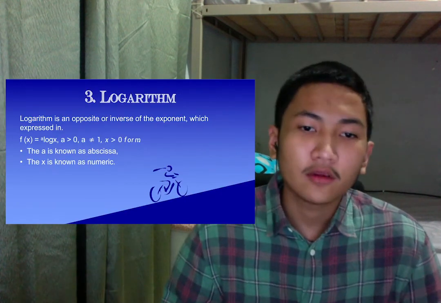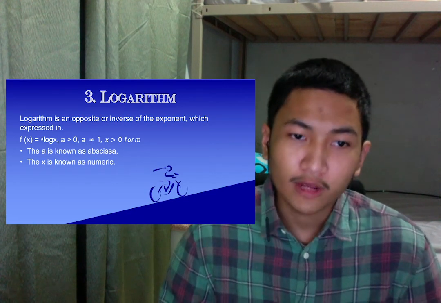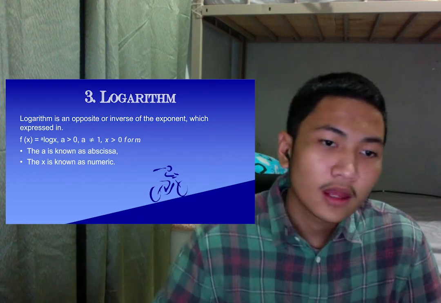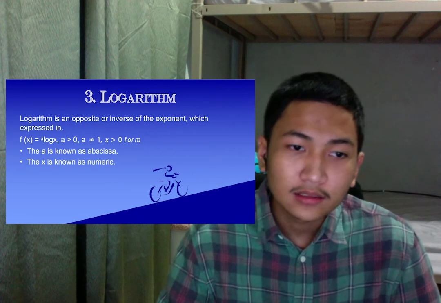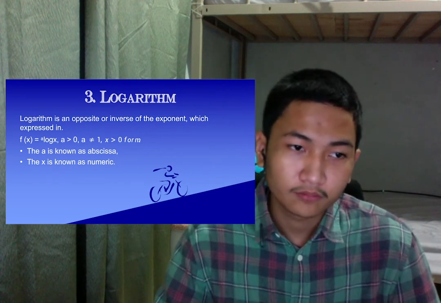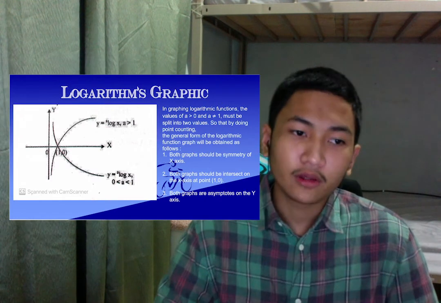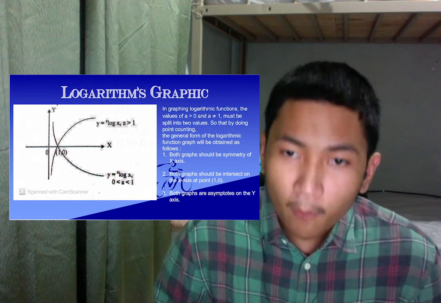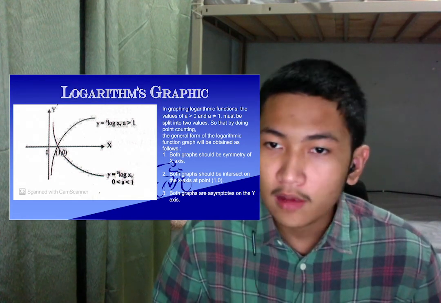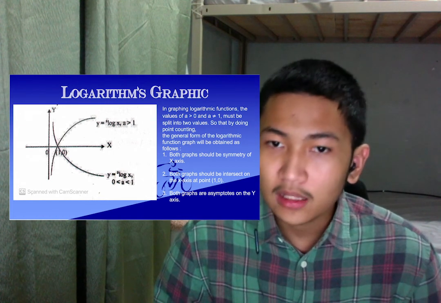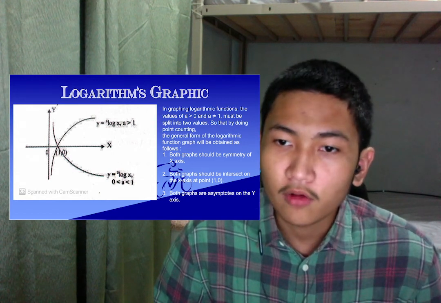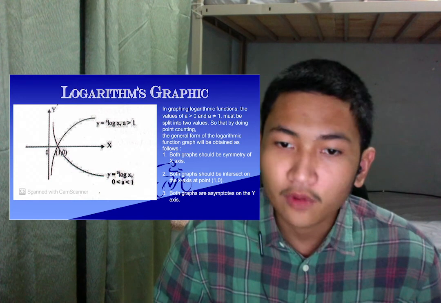Let's move to the last member, the logarithm function. A logarithm is the opposite or inverse of the exponent, which is expressed in the formula on the picture, where a is known as the base and x is known as the numerus. Logarithm graphs: in graphing logarithmic functions, the value of a must be more than 0 and a must not be 1, and it must be split into two cases, so that by doing point counting, the general form of the logarithmic function graph will be obtained as follows.